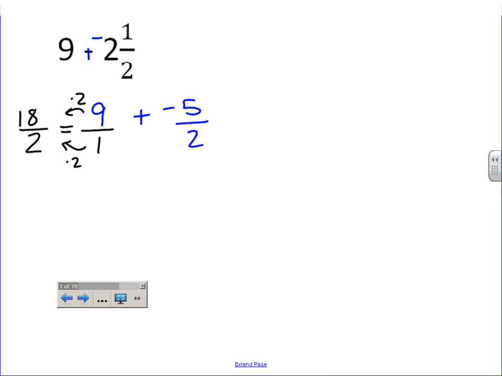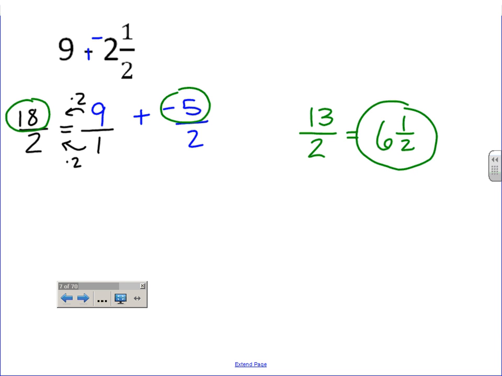So now I'm going to take my two fractions and add them together. So I have 18 and negative 5. If I do 18, take away 5, I get 13 over 2, 13 halves. I'm going to change that back to a mixed number. 2 goes into 13 6 times. That's 12, so there's 1 left over. So my final answer is 6 1/2, which makes sense. I have 9, take away that 2.5 would leave me with about 6.5.